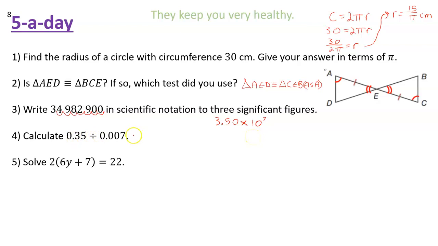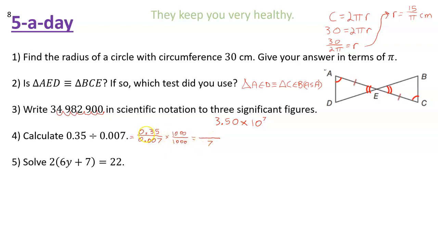I can't do 0.35 divided by 0.007 very easily. I can rewrite it as a fraction though. And all I want is my denominator to be an integer. To make this an integer, I need to multiply by, if I multiply by 10, it's 0.07. 100, it's 0.7. So I need to multiply by 1,000 over 1,000. So this doesn't change the value of the fraction because effectively I'm multiplying by 1. But now my denominator is 7.